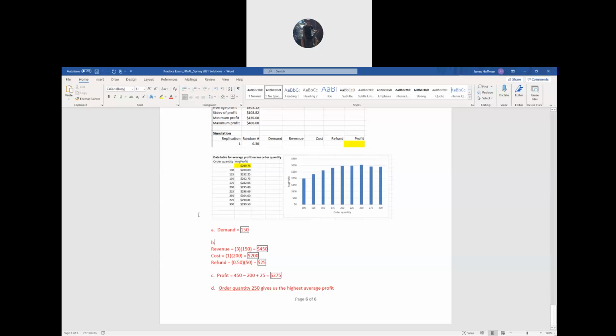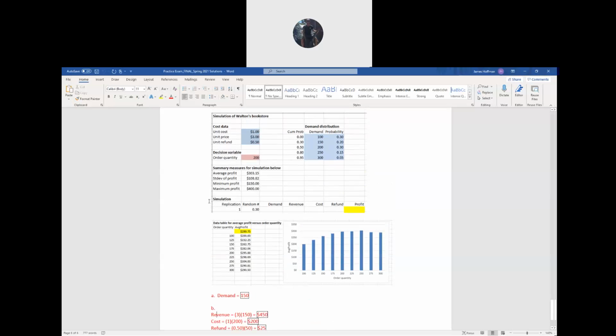Okay, so make sure you look at the demands. We're going to order 200 again, but the costs are a little bit different. It only costs $1 to order the calendars. We sell them at $3 and the refund is 50 cents per calendar. So the cost data is a little bit different, but the equations are the same.